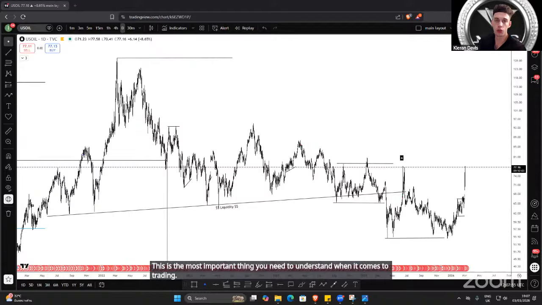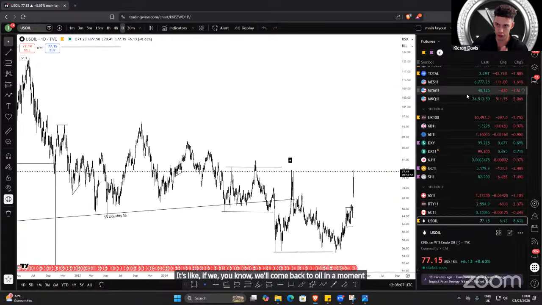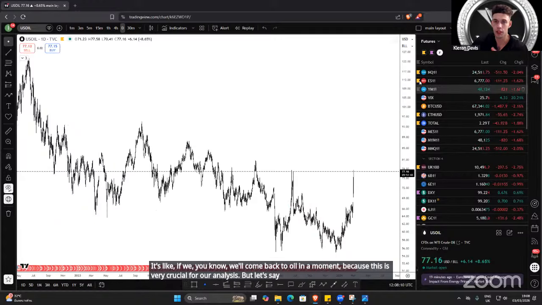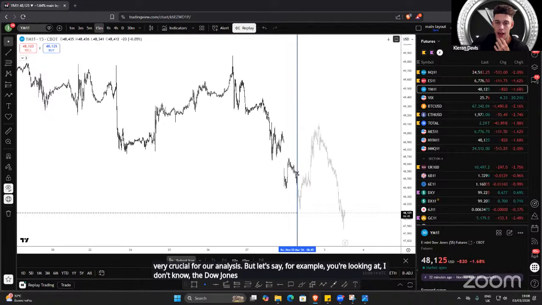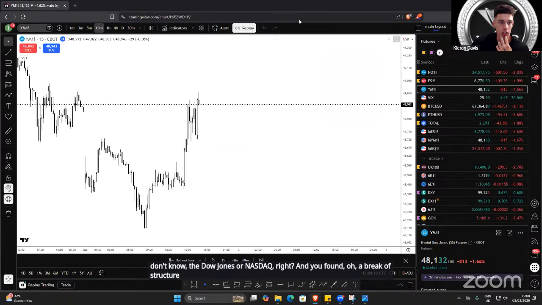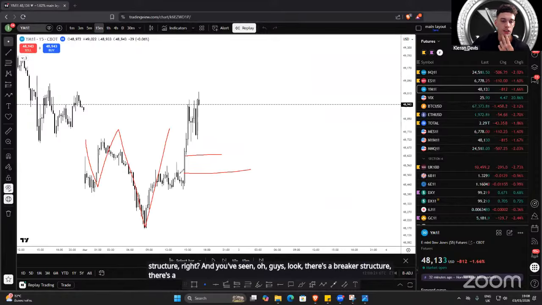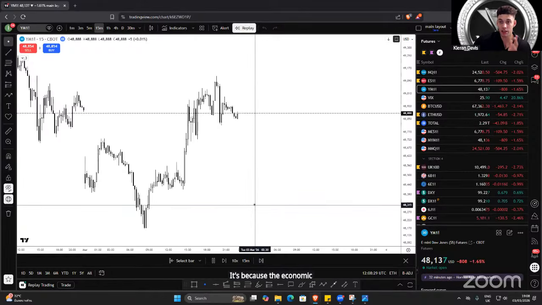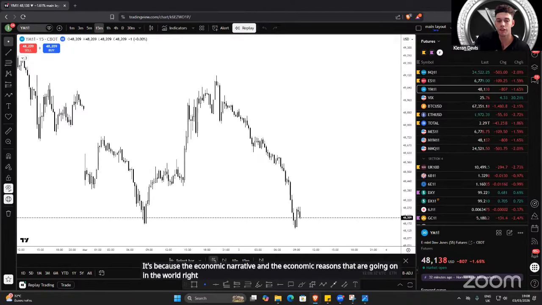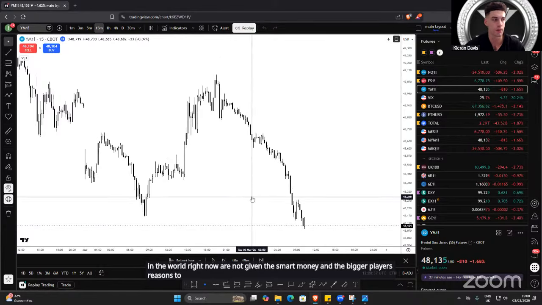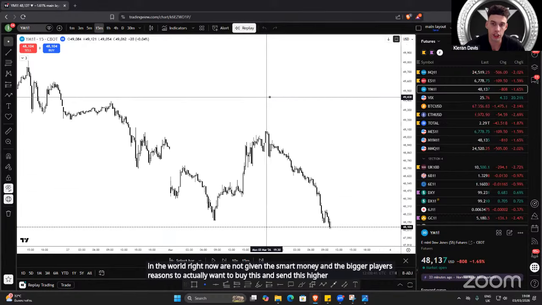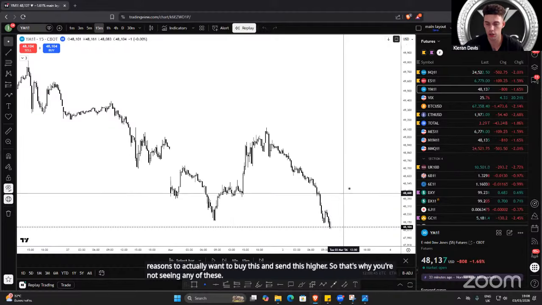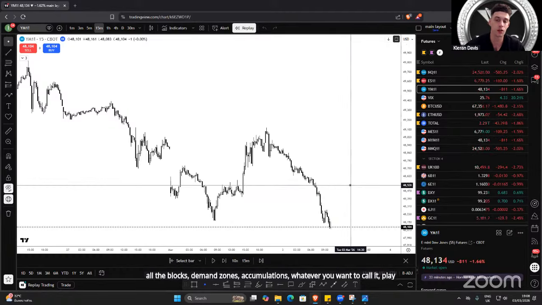Your accumulations, your order blocks, your demand zones will never work out unless you've got an economic reason for them to play out. We'll come back to oil in a moment because this is very crucial for our analysis. Let's say you're looking at the Dow Jones or NASDAQ, and you found a break of structure, a fair value gap, an order block, and you're trying to buy it and wondering why it's not going higher. It's because the economic narrative and the economic reasons going on in the world right now are not giving the smart money and the bigger players reasons to want to buy this and send it higher. That's why you're not seeing any of these order blocks, demand zones, or accumulations play out, because the economic narrative is switching.